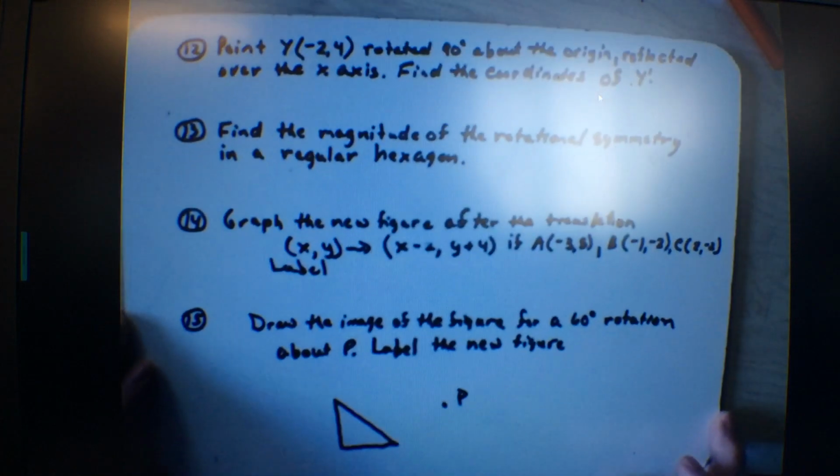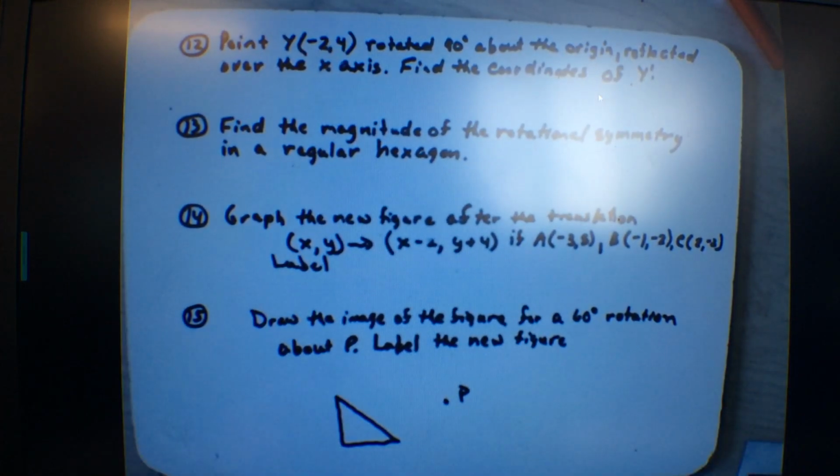Fun watching you debate. All right, let's take a look at this. Point Y is (-2, 4), rotated 90 degrees about the origin, reflected over the x-axis. Find the coordinates of Y prime.